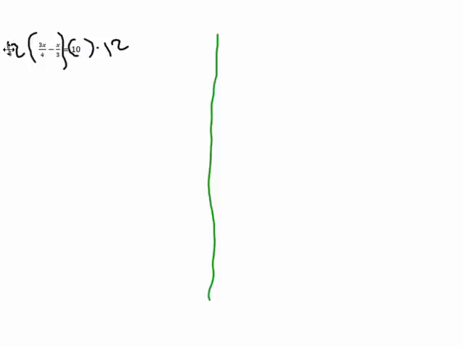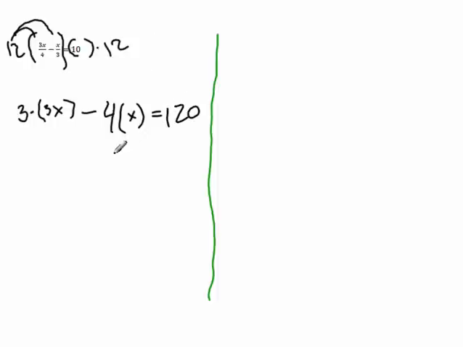Now when I take this 12, I have to distribute to both terms. So 12 times 3x over 4. Well, 12 cancels with 4 pretty nicely. So 12 over 4 leaves me with 3. I have 3 times 3x minus, and 12 cancels with 3 really nicely, so it's going to be 4 times x. And that's equal to 10 times 12, which is 120.